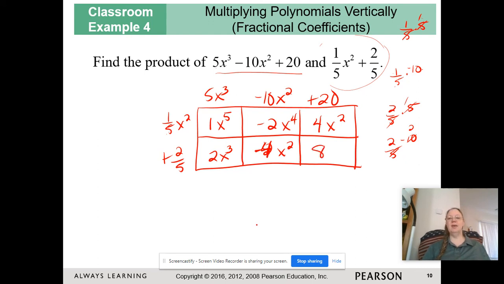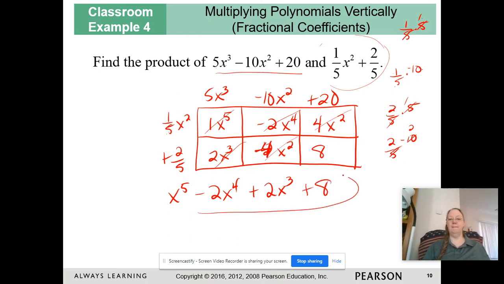Okay. Then we are going to combine like terms. So we have an x to the 5th, and that gets that one. And we have a -2x to the 4th. That takes care of that one. I've got a 2x cubed. These are going to cancel out. Of +4 plus a -4 is 0. And we have 8.